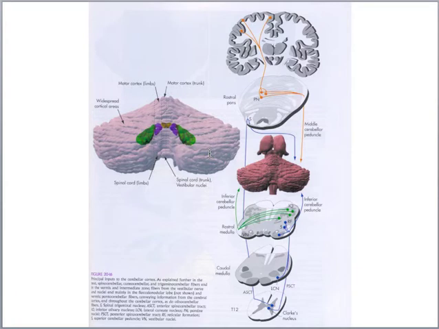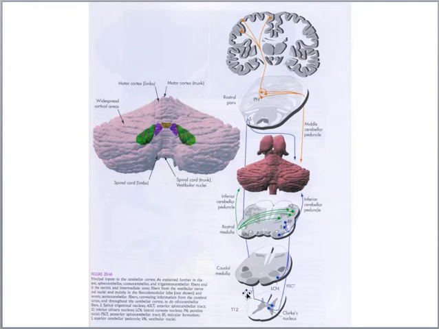And so this kind of goes over the major tracts in terms of where they're projecting into. You have, coming from the Clarke's nucleus, the posterior spinocerebellar tract. That's abbreviated as PSCT. It is projecting in a caudal-to-rostral direction. It's going to enter into the cerebellum via the inferior cerebellar peduncle.